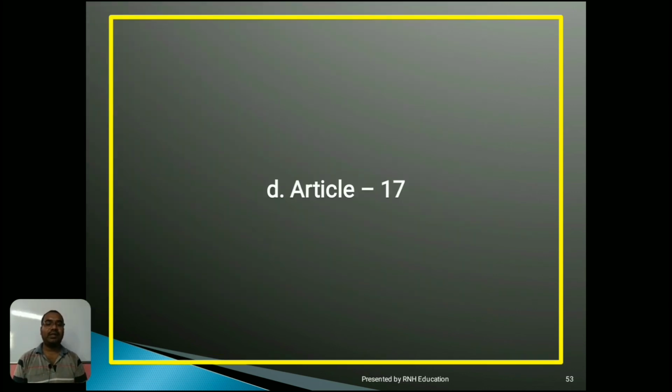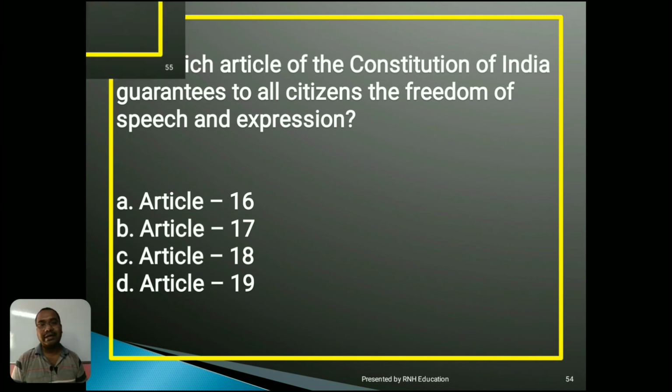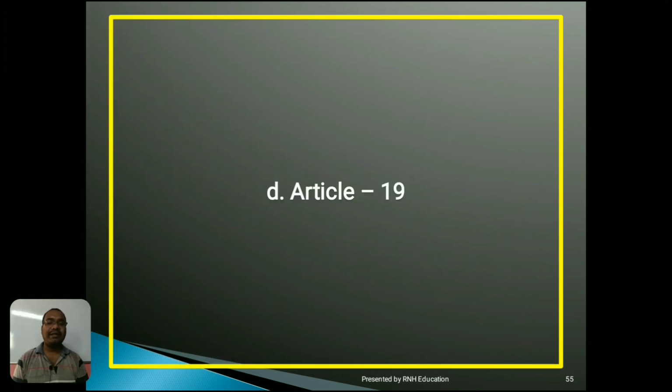Now check the answer. The answer is Article 17. Going to the next question, that is question number 27. Which article of the Constitution of India guarantees to all citizens the freedom of speech and expression? Options are A, Article 16, option B, Article 17, option C, Article 18, and option D, Article 19. Now check the answer. The answer is option D, that is Article 19.